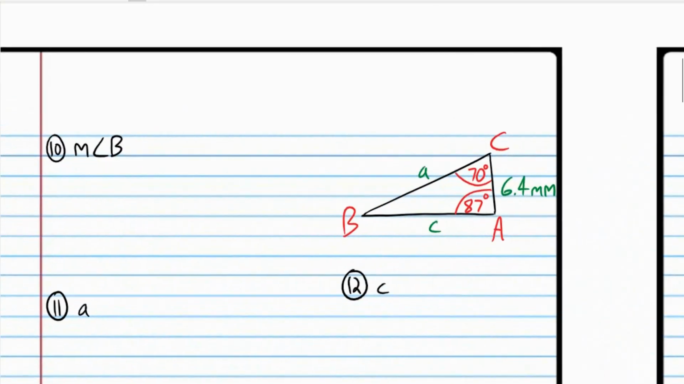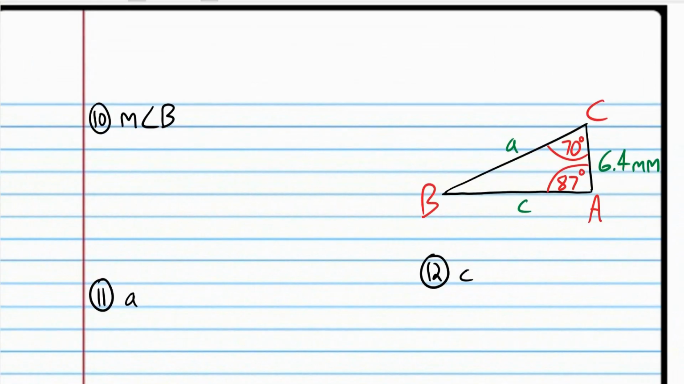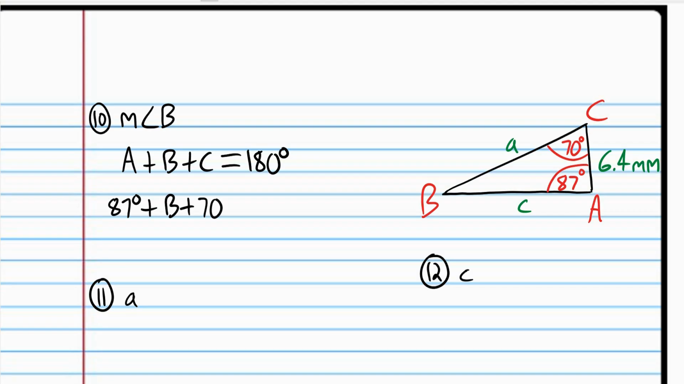So we know we're going to use the law of sines, but first we can use the triangle sum theorem to find the measure of angle B. Measure of angle A is 87 degrees. We can see that in the triangle. The measure of angle C is 70 degrees. We can see that in the triangle.